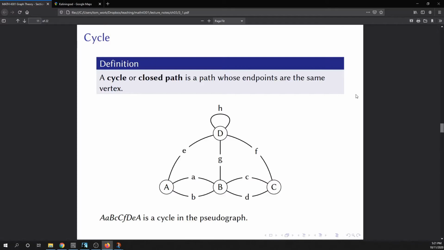All right, and next up is a cycle. A cycle, also called a closed path, is a path whose endpoints are the same vertex. So it's a path that we're talking about, so no edges and no vertices repeated, other than the beginning and end vertex, right? So, all right, let's take a look at that.